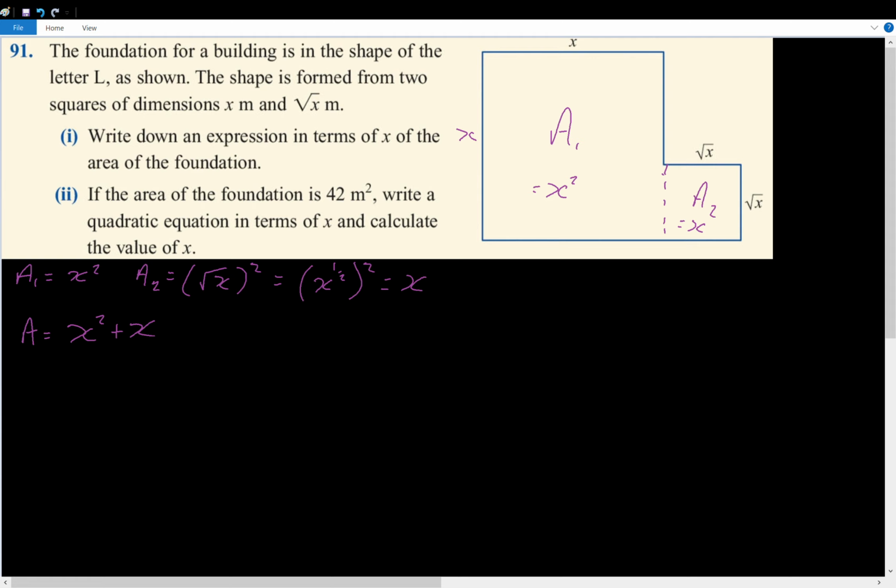And now for part 2, we've got the area of the foundation is 42 meters squared, so we've got to write a quadratic equation in terms of x and calculate the value of x. So it's going to be x squared plus x equals 42, which means x squared plus x minus 42 is equal to 0. And now we need to factorize this.